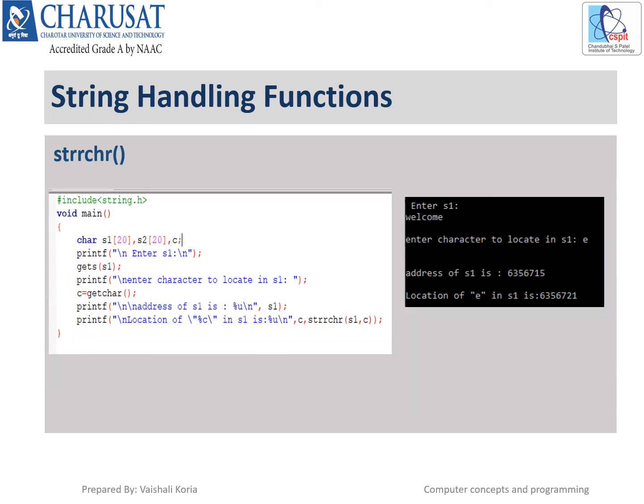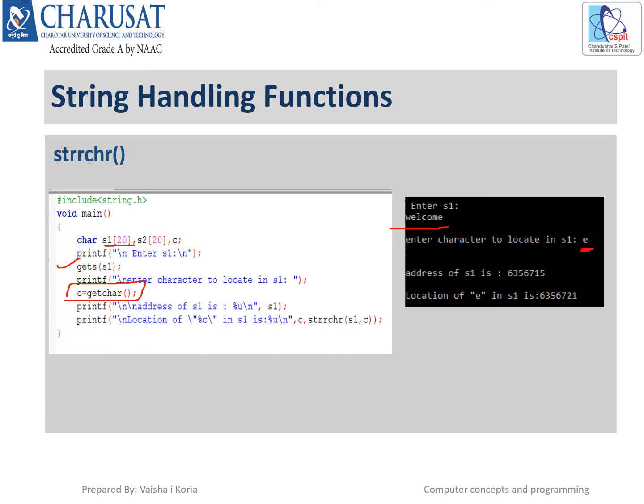Now the next function is strrchr. Again it will check for a particular character in a string, but the last occurrence of that character. The strchr function that we had seen previously returns the first occurrence of a character, and this strrchr function will return the address of the last occurrence of a character in a string. So here the example is s1, take the value from the user. Suppose the string is welcome. Enter the character that you want to search using the getchar function. Suppose that character is E.